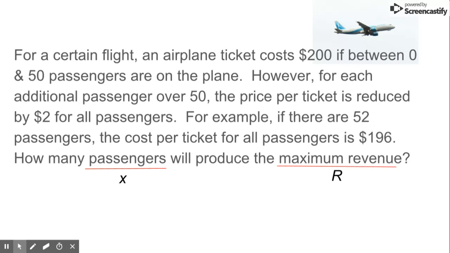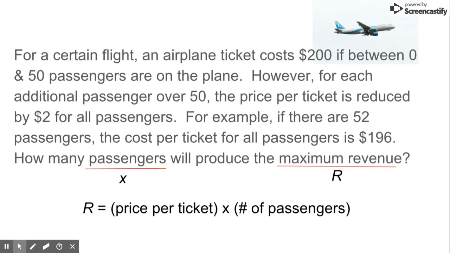When you talk about how much money you make selling something, it depends on two main factors. It depends on how much whatever you're selling costs, what's the price, and the other part is how many you sell. So our revenue is going to be the price of the ticket times the number of passengers. So how are we going to write that out? Our number of passengers is just X. That part's easy, but our price per ticket does vary.